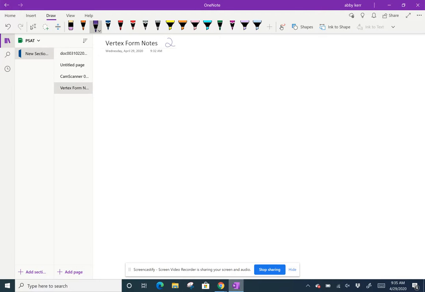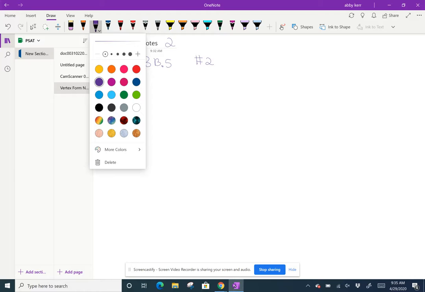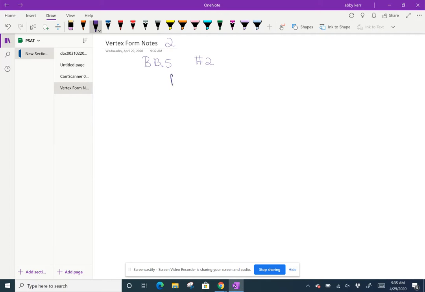Okay, so this is a continuation of BB5's notes. So let's say BB5 part 2. So in vertex form, as we learned in the first video, is f of x equals a times the quantity x minus h squared plus k.